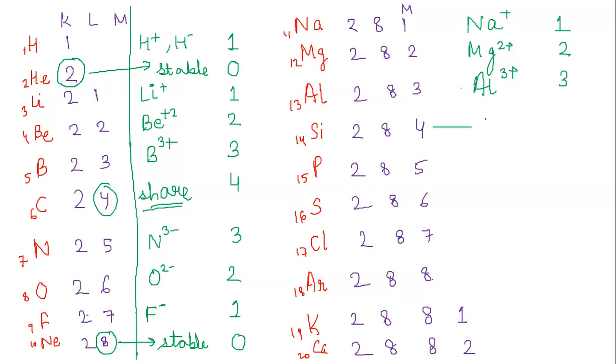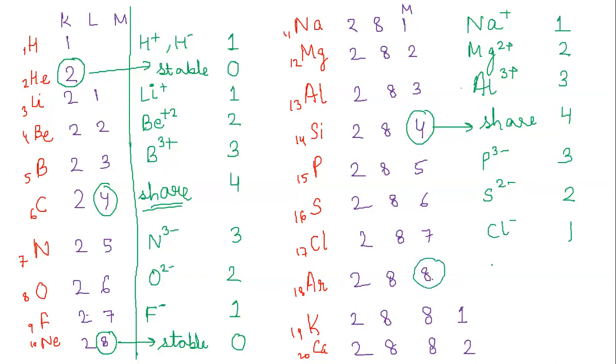Silicon is also a special case, it will share electrons. Any atom which has 4 electrons in the outermost shell will share. So its valency is 4. Phosphorus, elements having 5, 6, 7 electrons will gain. So phosphorus will gain, it will form P3-, so valency is 3. Sulfur will gain 2 electrons, S2-, so 2. Chlorine will gain 1 electron, so 1.